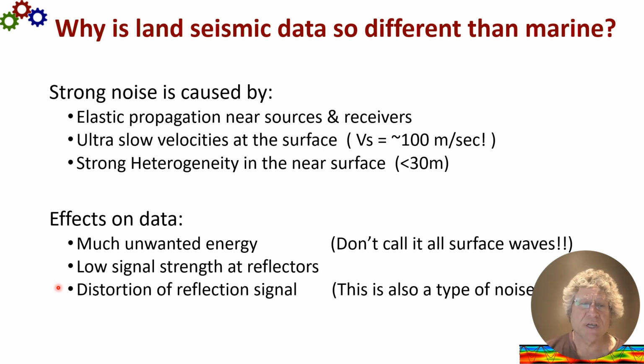And this distortion can be more complex than statics or amplitudes. Sometimes you can have 80 or 90% of your reflection signal being distorted that won't stack in well. And this is also a type of noise that's fairly significant. The interesting thing about this type of noise is that if you can undo the distortion, then you can recover more signal in your data.